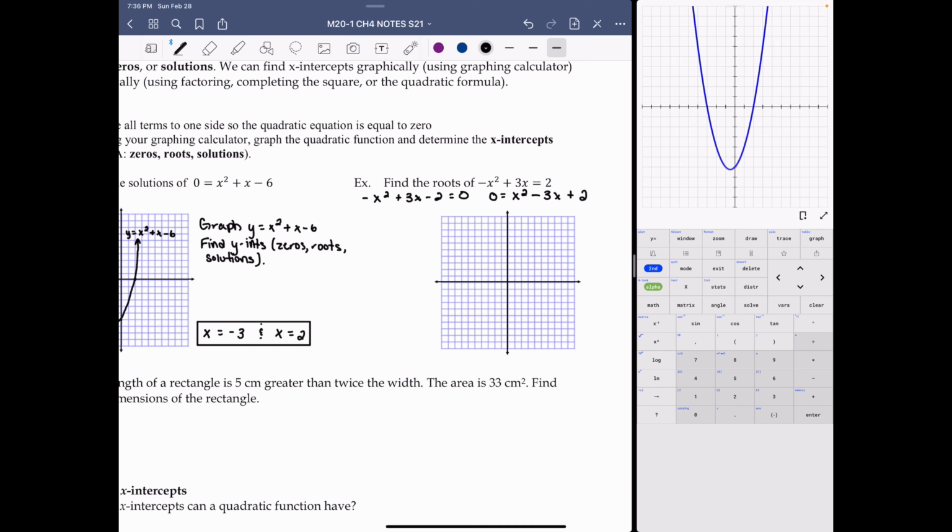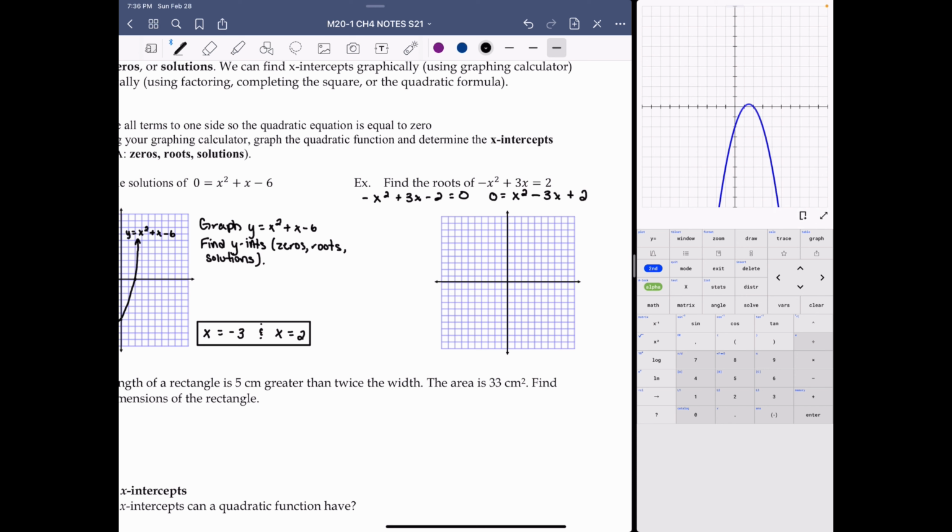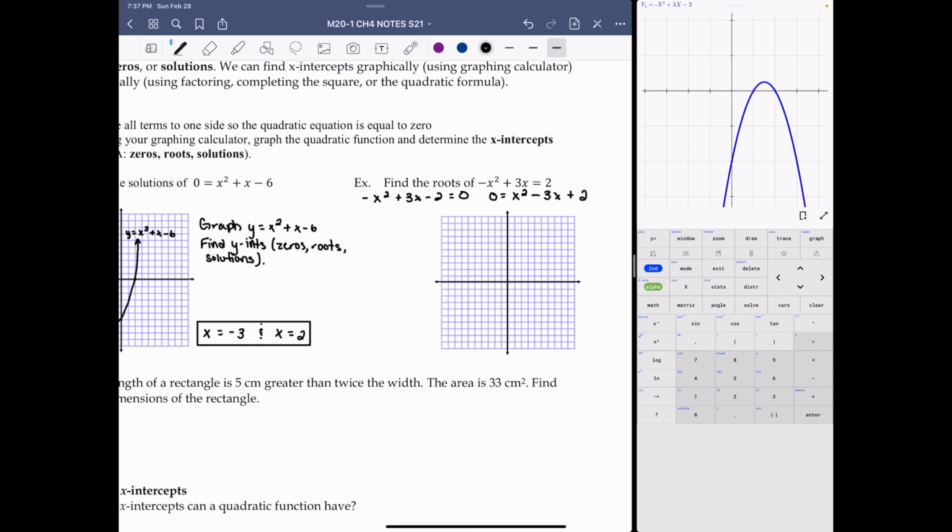Let's go back to y equals, clear our last equation, and enter this function y equals either -x squared plus 3x minus 2, which gives us this graph, or you can enter the positive one. I'll do that one after. So let's find the x-intercepts here. I'm just going to zoom in a bit to make it easier to see. There we go. So I can see the space between my x-intercepts. I want to find those x-intercepts.